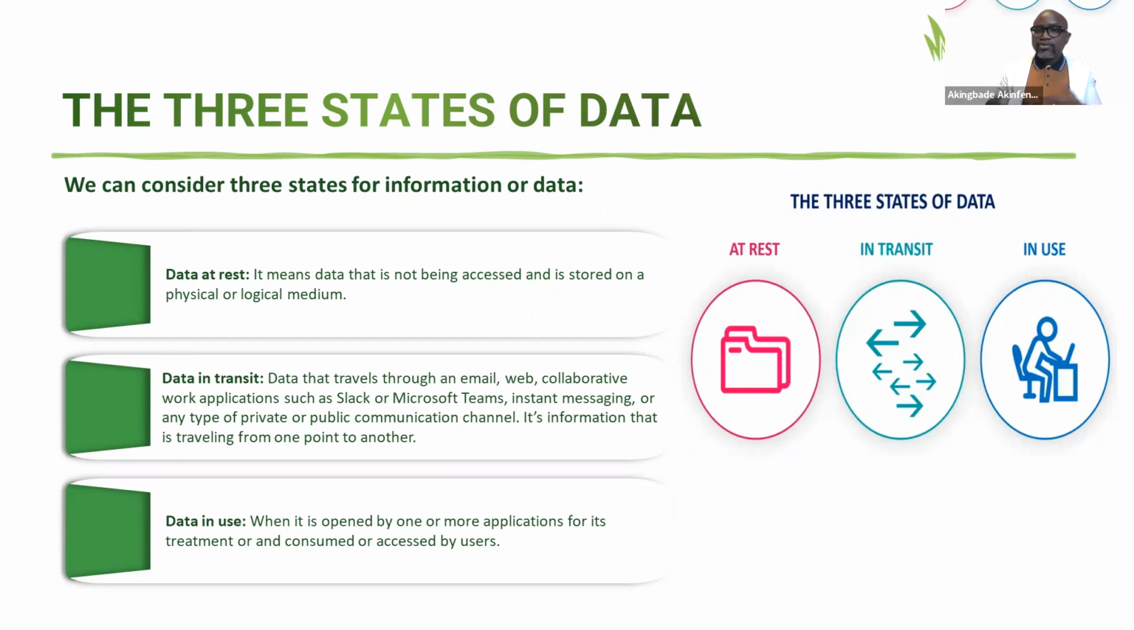like Teams, Slack, and so many instant messaging. We need to ensure it's going through a private or public communication channel. It has to go through appropriate security and tunneling. It has to go through appropriate encryption process end-to-end to ensure that the data is protected. Then data in use. This is when our data is open or applications are being consumed by our users. How do we ensure the security of this data is adequately protected?